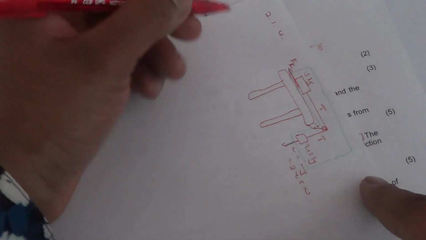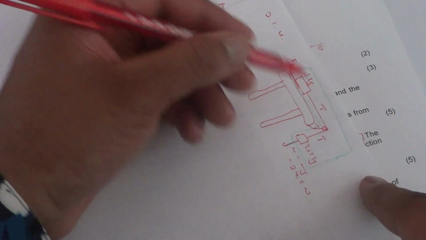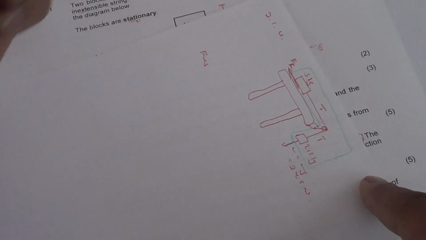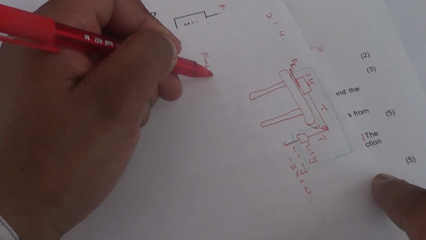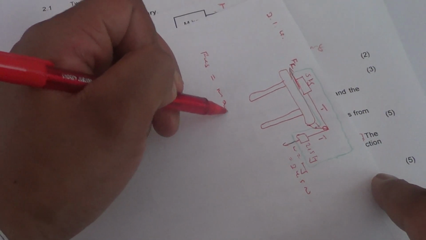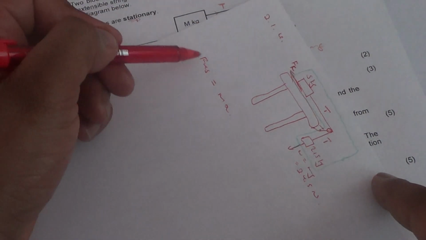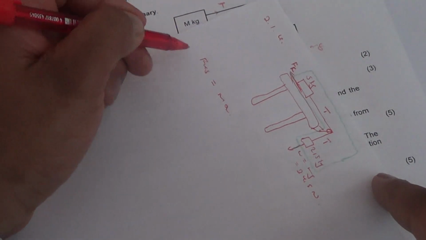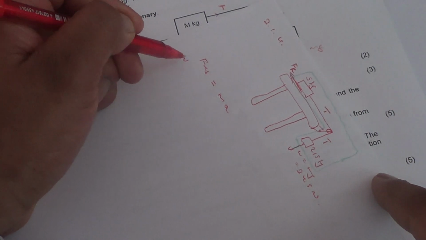So from here, we don't need to concern ourselves with the tension. We're going to say just the resultant force, because this is Newton's second law of motion, equals what? The mass multiplied by the acceleration. So F_res means resultant force. But we know the weight of the 2.5 kg, so it's going to be the driving force.